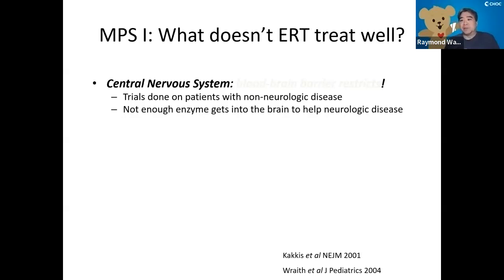And what doesn't it treat well? As we talked about before, any organ system that really doesn't have a lot of blood supply, or any place that there's a barrier. And so obviously, as we touched on previously, it's not going to be able to treat the central nervous system. The clinical trials were done in Hurler-Scheie patients who don't have neurologic disease, and really not a whole lot of enzyme gets into the brain to be able to treat that.